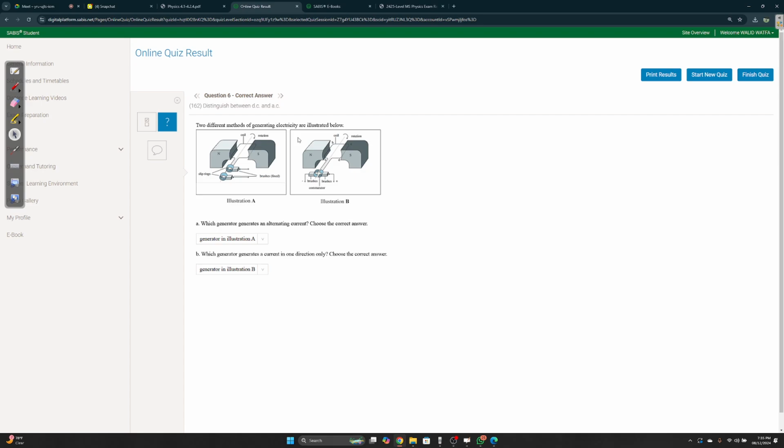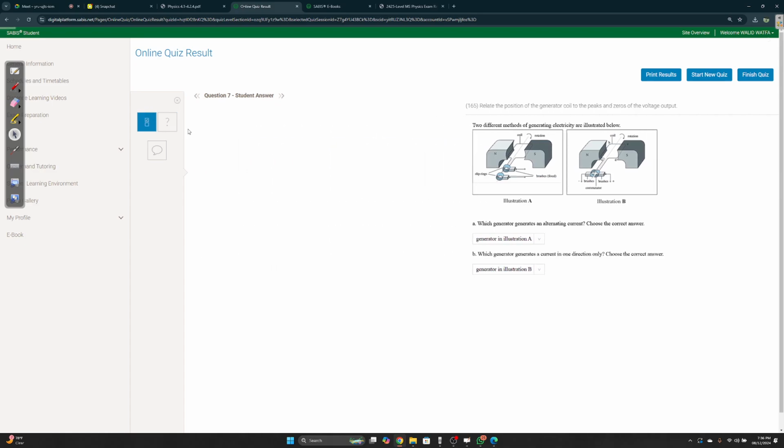Question 6. Two different methods of generating electricity are shown below. Which one's alternating? Which one is one direction? Obviously, A is going to be alternating because it has the slip rings, and B is direct because it has the split ring commutator.